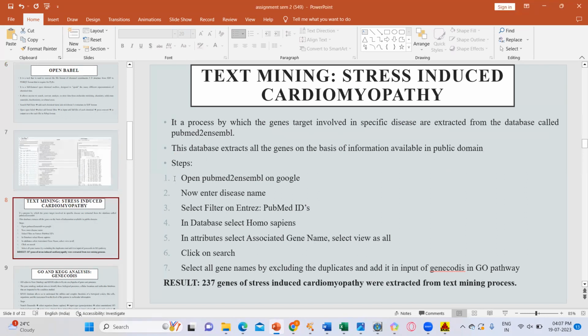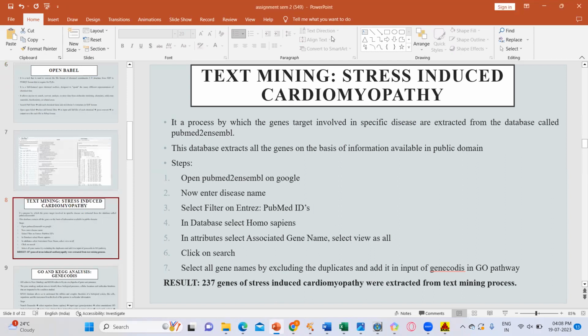So the steps involved are: open PubMed2Ensembl on Google. Now enter the disease name. Select the filter on entries, PubMed IDs. In the database, select Homo sapiens. In attributes, select associated gene name. Select view as all. Click on search. Select all the gene names, excluding the duplicates, and add them in the input of GeneCodis.